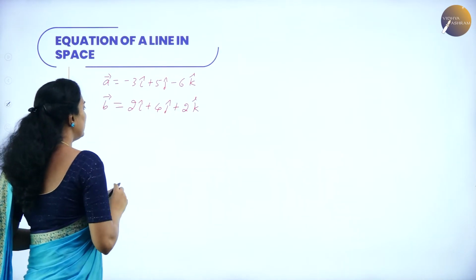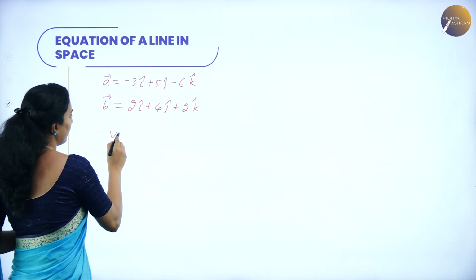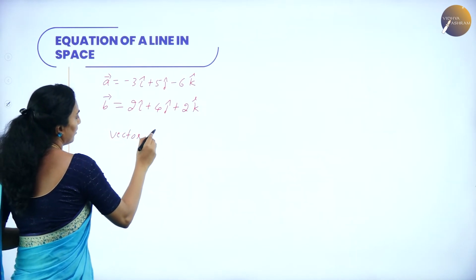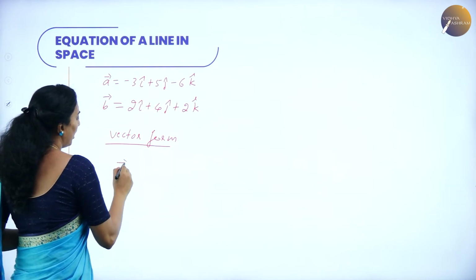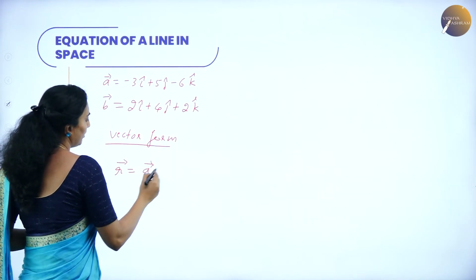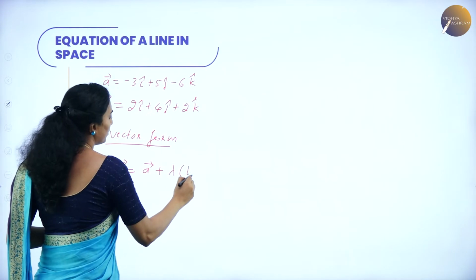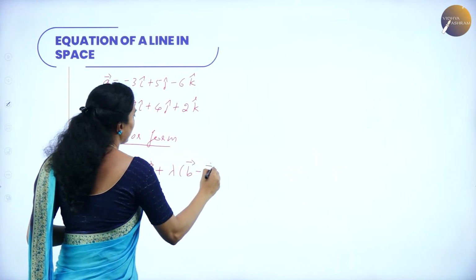Now, let me do the vector form. What is the vector form given by? You know, dears, right? Vector form is given by r vector is equals to a vector plus lambda into b vector minus a vector.